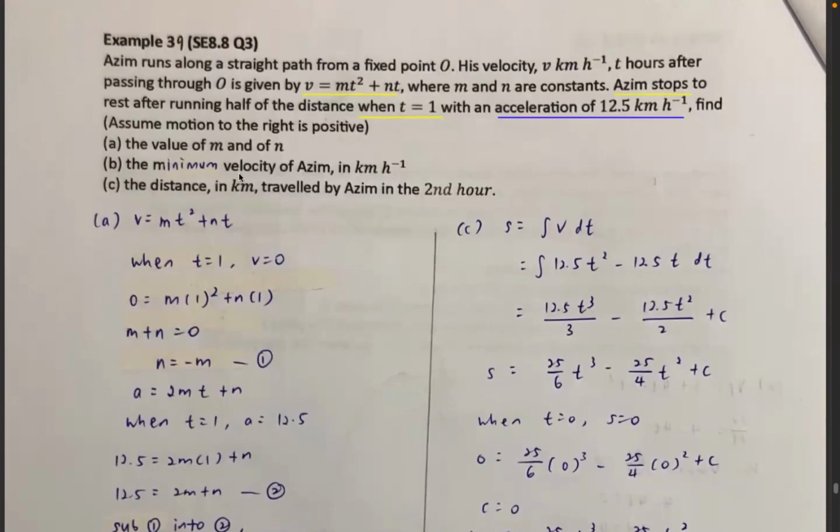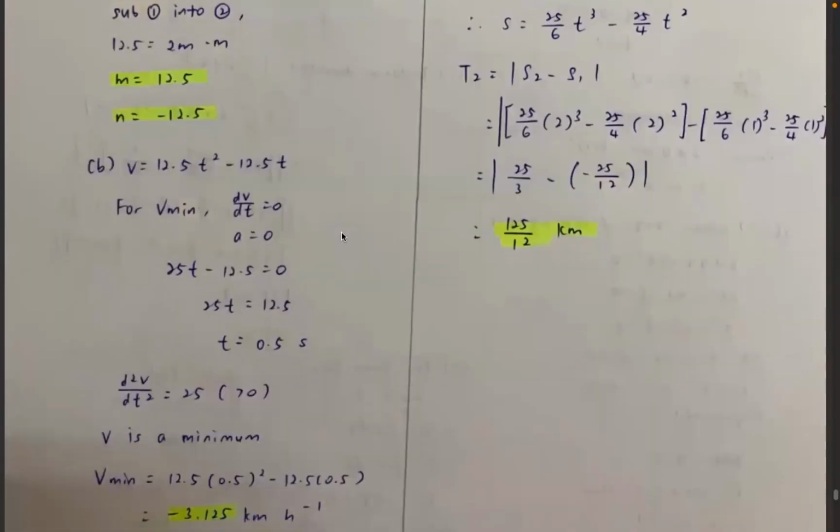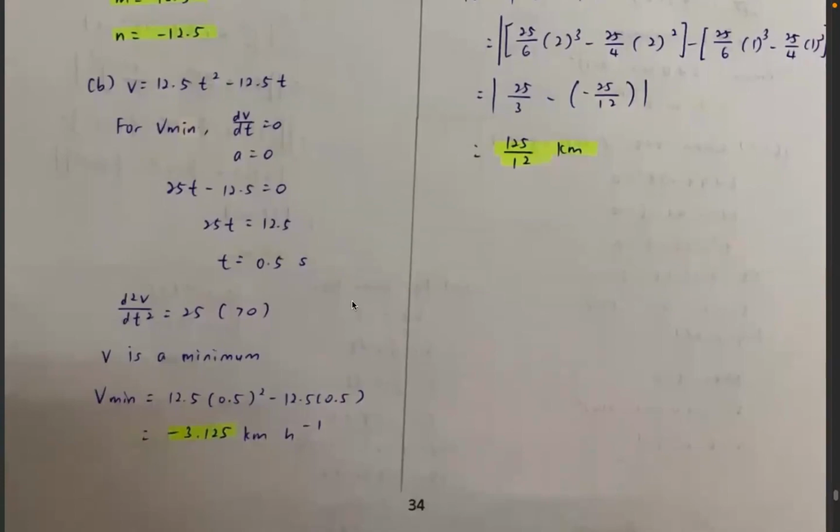So to get the answer for minimum velocity, we have to substitute t equals 0.5 into the velocity function. So we have the answer negative 3.125 km per hour. After that, please prove that V is really minimum.